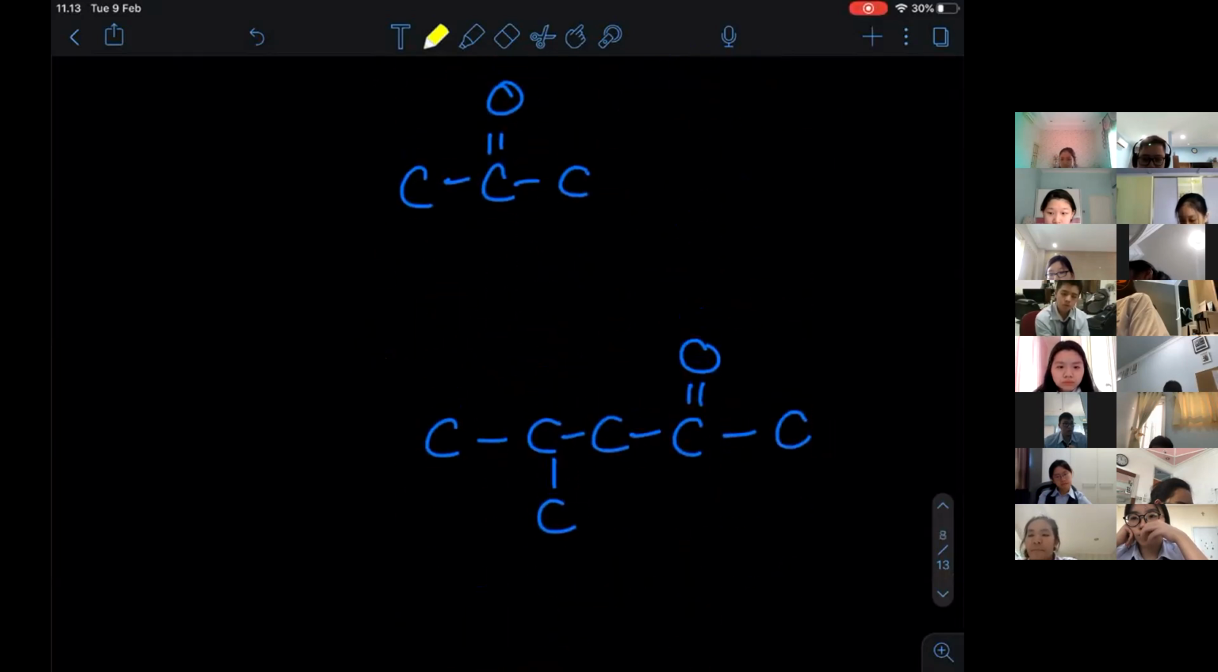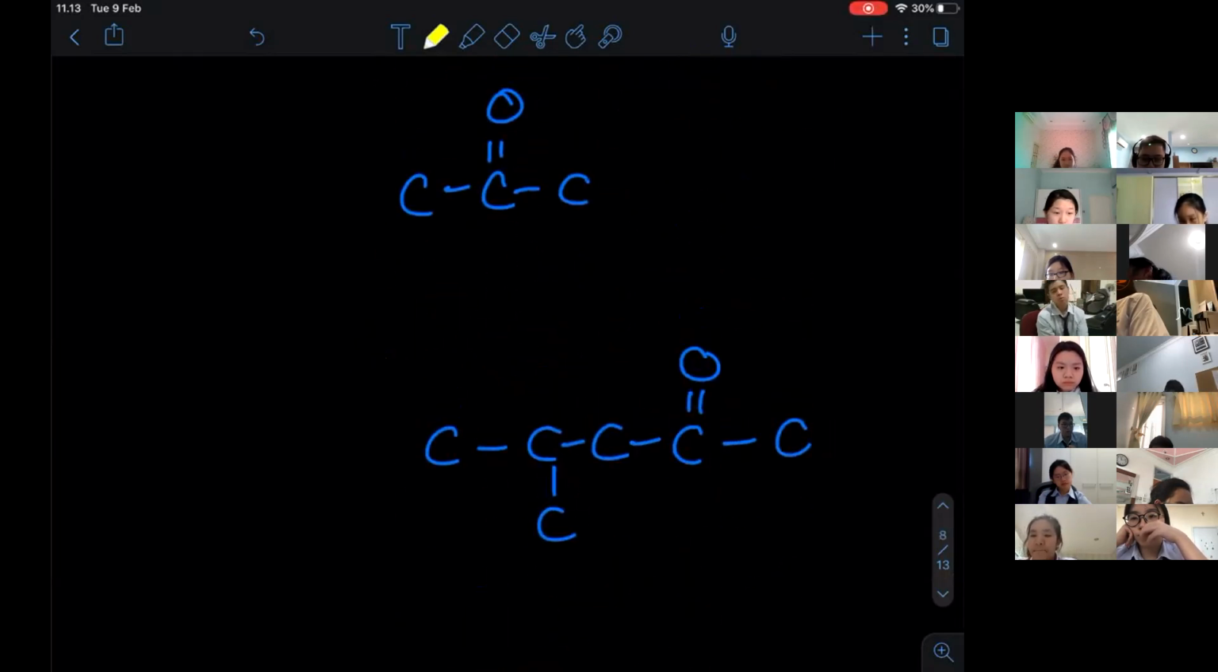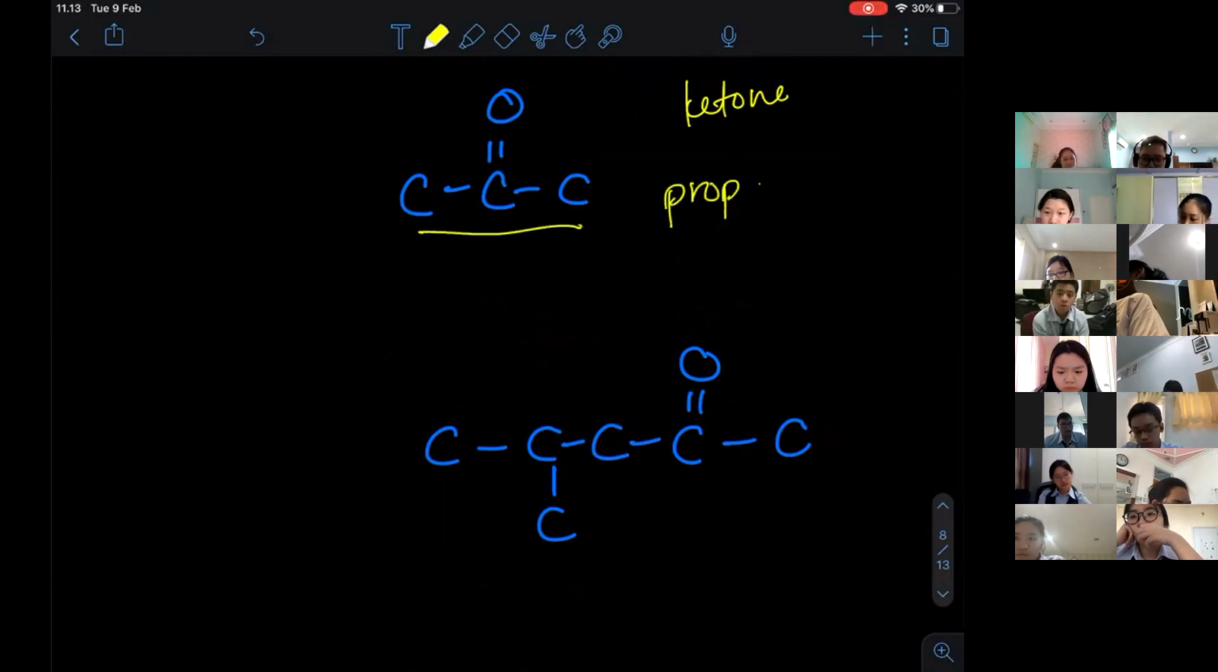So the next one, for example this one, is what we call ketone. So how do I write down for ketone? 3 carbon, so prop. So this is known as propanone.